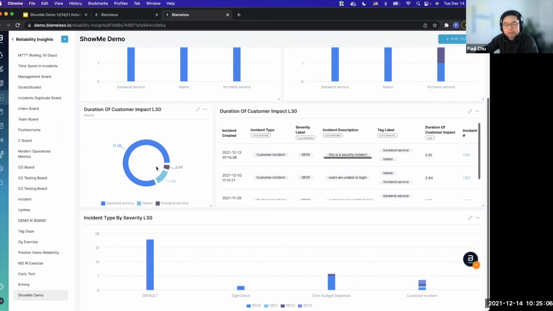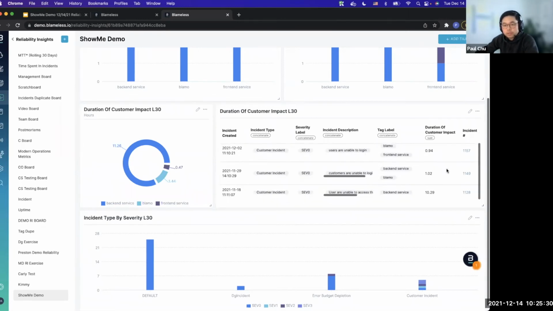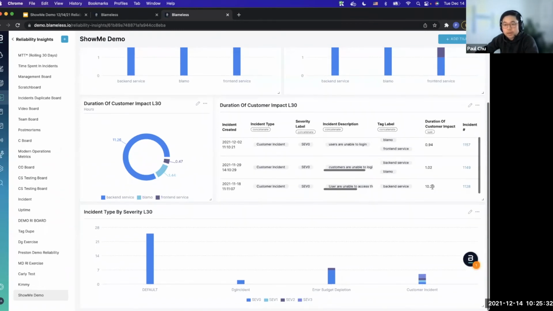My best practice here is, if I have a graph or a visual, I like to have a data table next to it, so I can see, okay, of the 11 hours that we're seeing impacted in the last 30 days, which of these incidents are contributing to that 11 hours. You can see here, okay, this is the backend service. This incident only took about 0.91 hours. This one, however, took over an hour. This one took 10 hours. Let's take a look at this incident and see what happened here. Is this accurate? How can we improve in terms of reducing the amount of time that customers are impacted there?